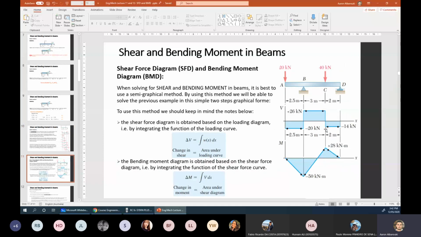And the bending moment diagram is as easy. Look at it, guys, from the same understanding. This time the shear force diagram is a straight line. What shape would that give me?